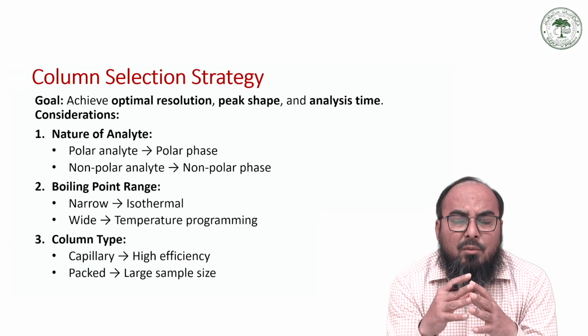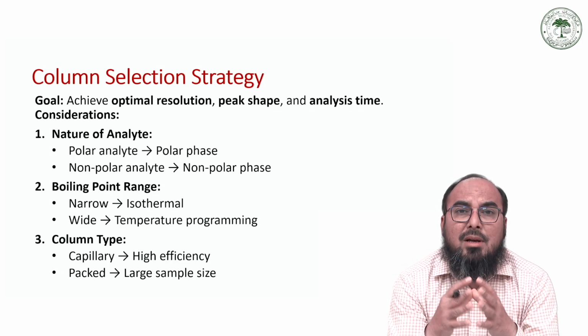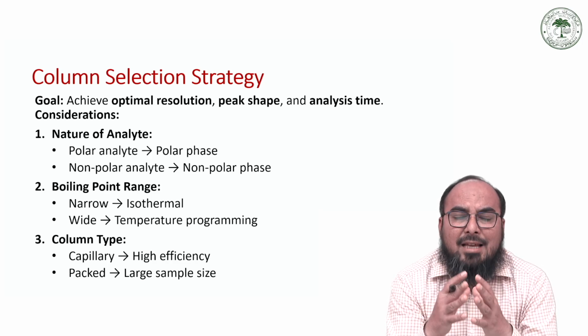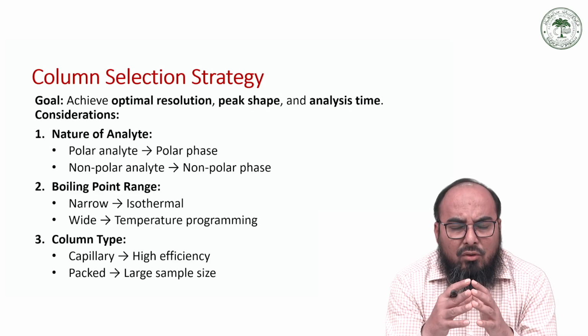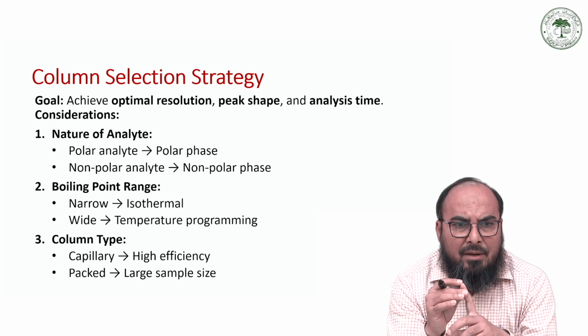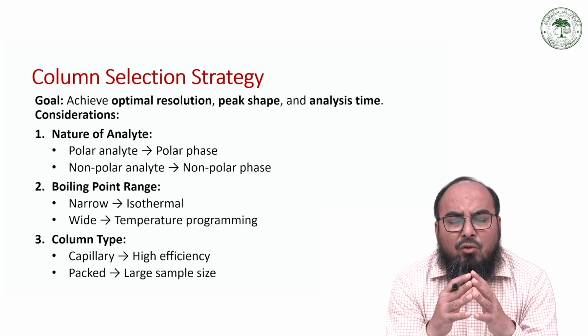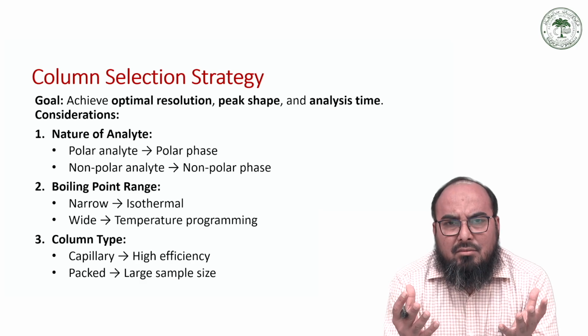So what will be the strategy? What will be the strategy to choose a particular column for separation of volatile samples? There are actually 6 points which we have to keep in mind. Now, why are we strategizing our column?